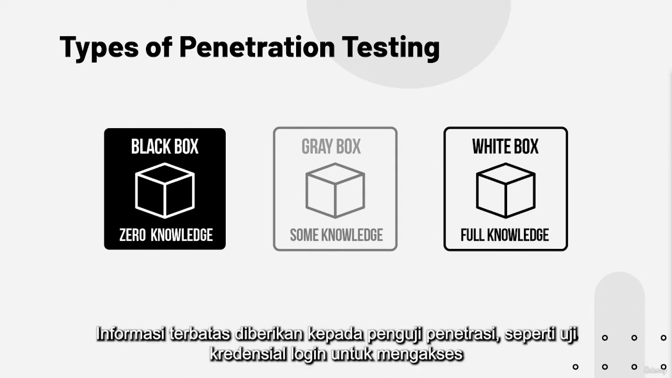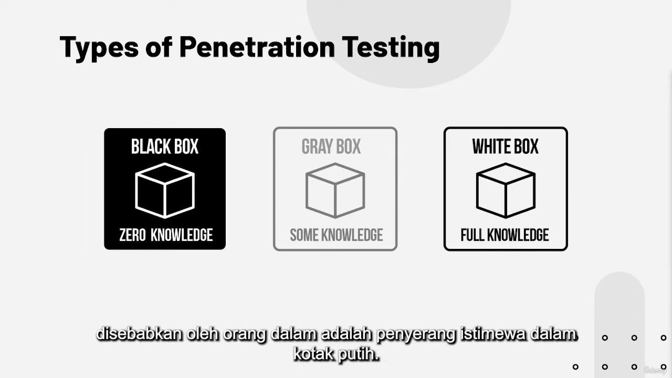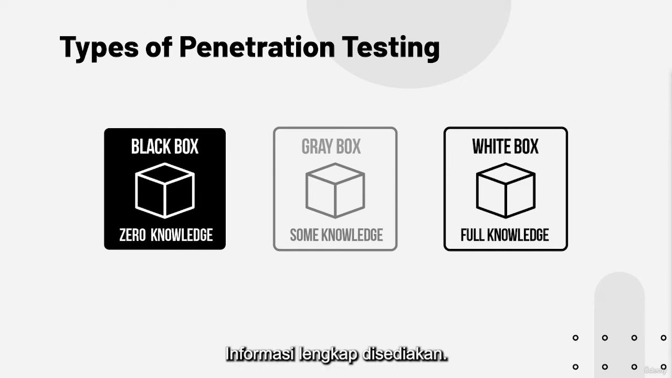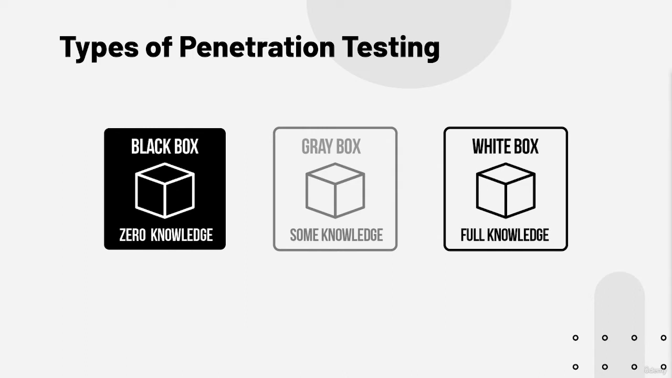In gray box, limited information is provided to the penetration tester, such as test login credentials to access the target. This is to understand the degree of access that authorized users can obtain and the possible damage caused by an insider or privileged attacker. In white box, full information is provided, for example, the documentation of their API. This is to conduct a more targeted test on the application and properly identify vulnerabilities.